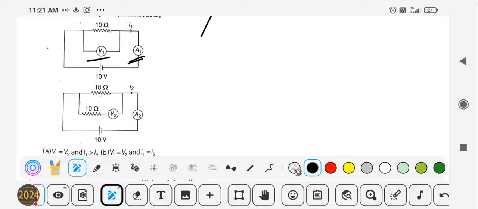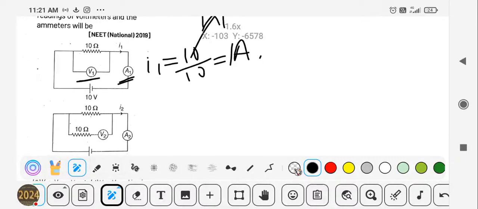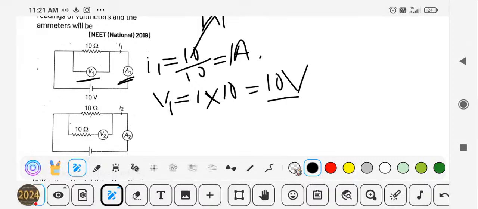From circuit 1, they have given a resistance and a voltage, so we have to find the current value. I1 is equal to V by R, which is 10 by 10, which is 1. The current is 1 ampere. Again, what is the V1 value, that is the voltmeter reading? V1 is equal to I1 into R1. I1 is 1, the resistance is 10, so 10 volts. So the ammeter reads 1 ampere and the voltmeter reads 10 volts.